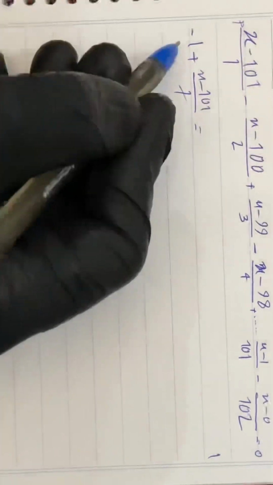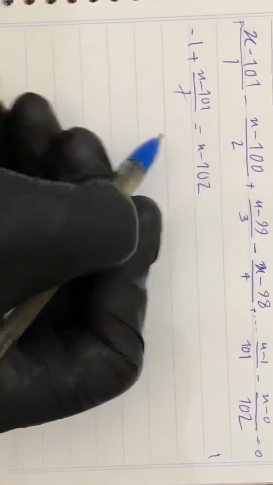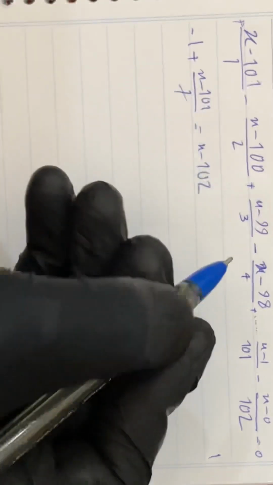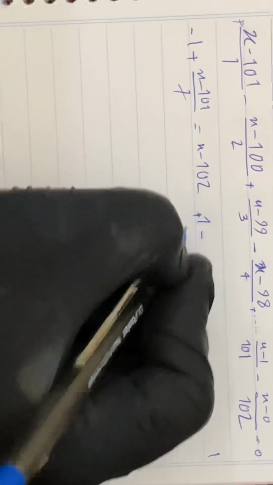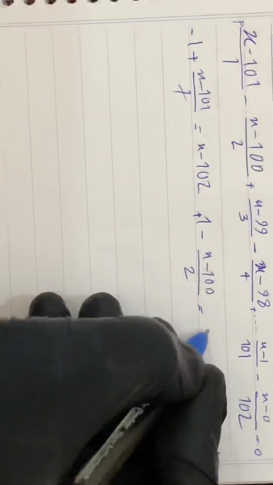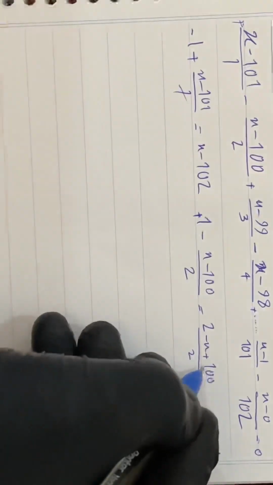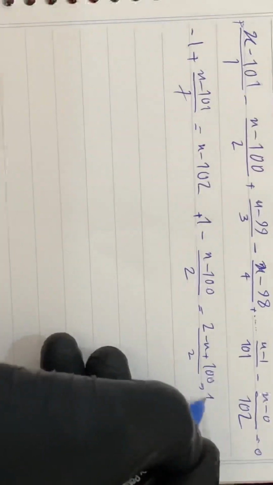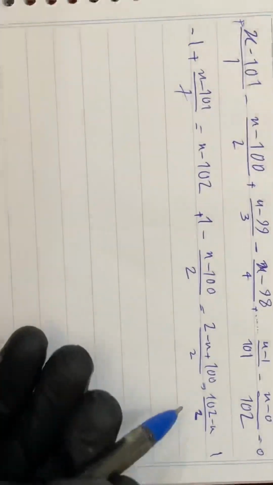What would the amount of this be? It would be x minus 102. And for the negative ones, we just add 1: 1 minus x minus 100 over 2. If you do it, it will be 2 minus x plus 100 over 2, which is 102 minus x over 2. Do you see a relation here?